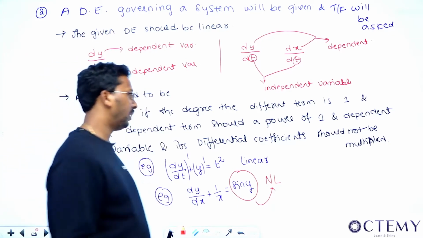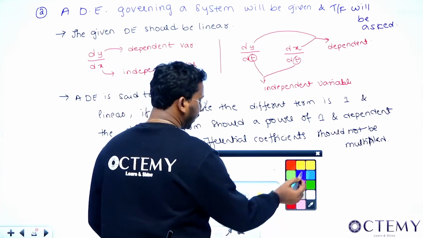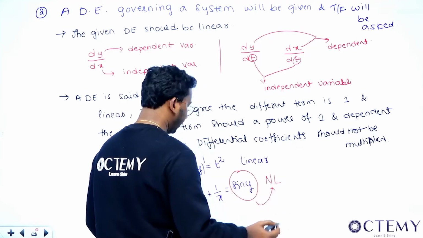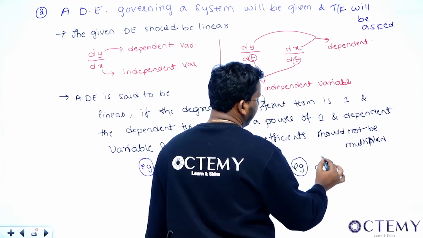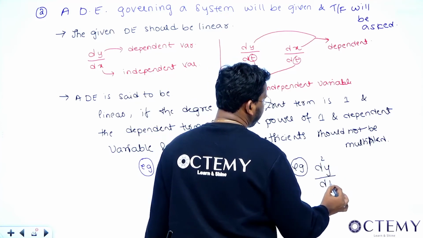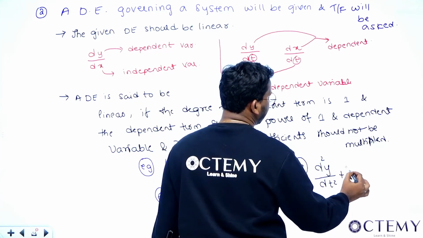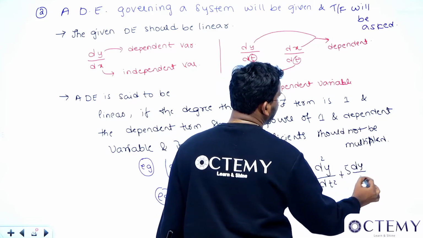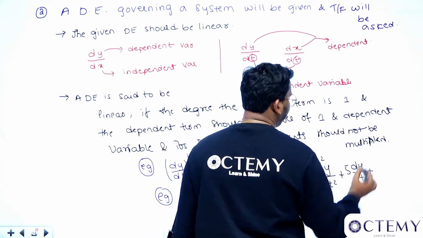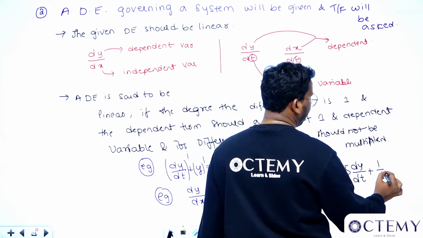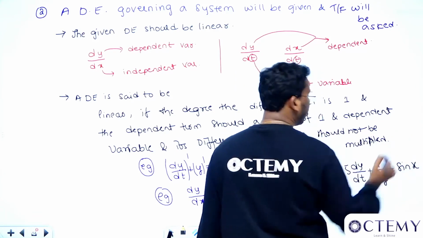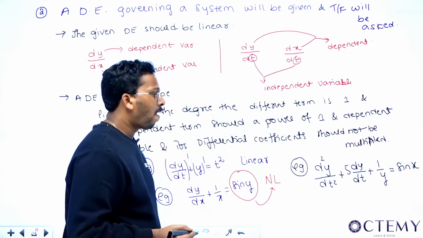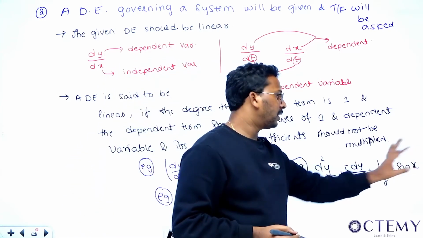That's why it is non-linear, right? If I give another example like this: d square y by dt square plus phi dy by dt plus 1 by y is equal to sine x, right? Now sine x is some other variable.